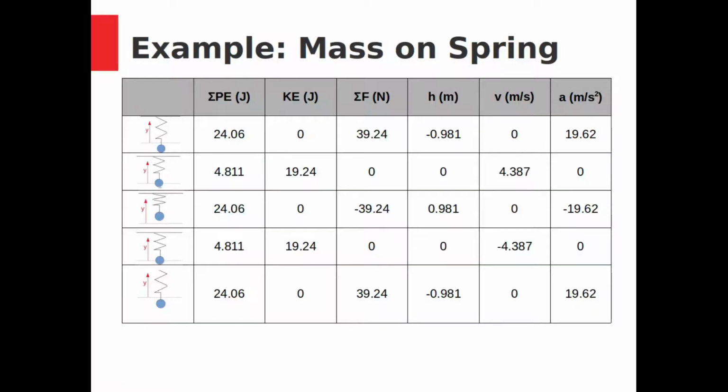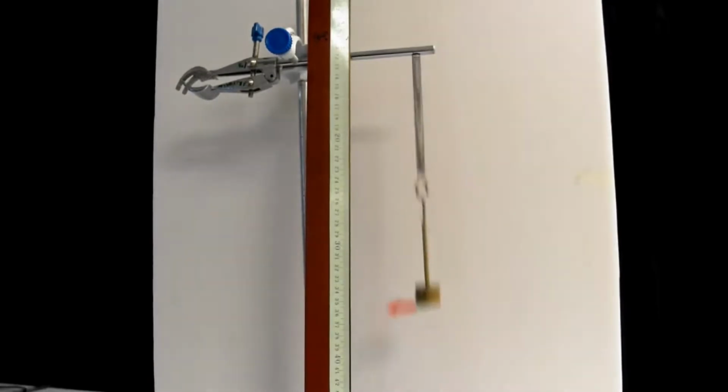Finally, the object reaches its starting point. The values of potential energy, kinetic energy, force, displacement, velocity, and acceleration are all exactly what they started out being. Once again, the acceleration is positive, so the object will start rising again. This motion will continue, repeating cyclically forever.